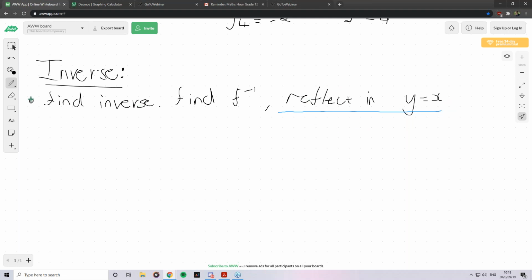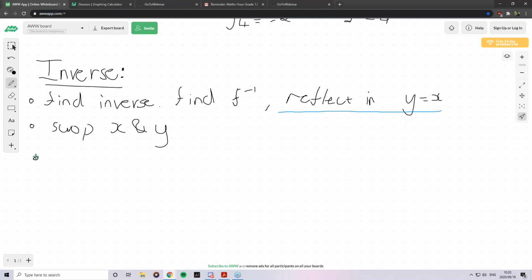So some keynotes here. We can say it's finding the inverse, find f minus 1, or reflecting in the line y equals x. And to find a function, all we're going to do, if you remember from, I think, grade 9, reflecting the line y equals x just means swapping x and y, pretty much. X and y.